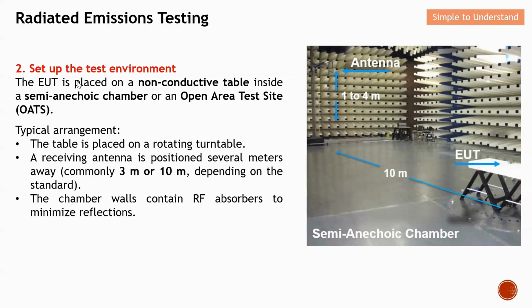After you have done with your EUT, next you need to set up the test environment. The EUT is placed on a non-conductive table. So this is a non-conductive table, and you put your EUT here. It is located inside a semi-anechoic chamber, as you can see from here, or an open area test site.